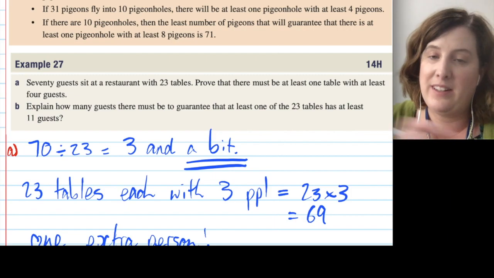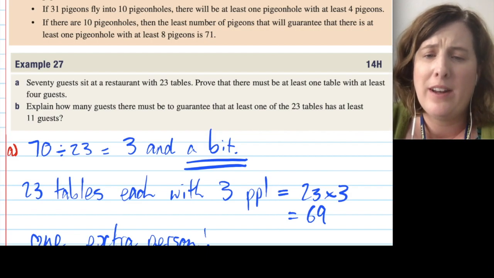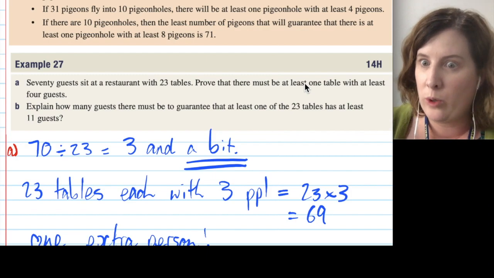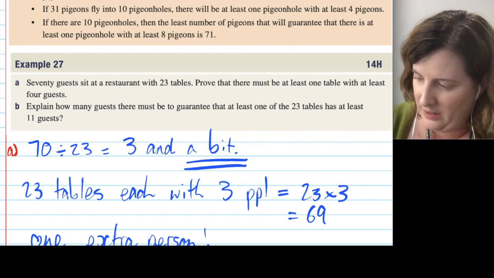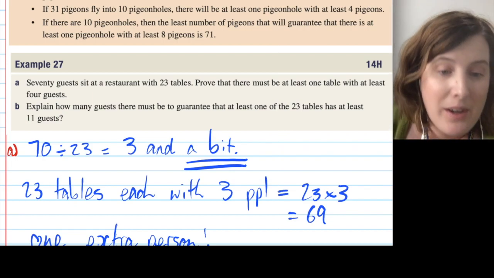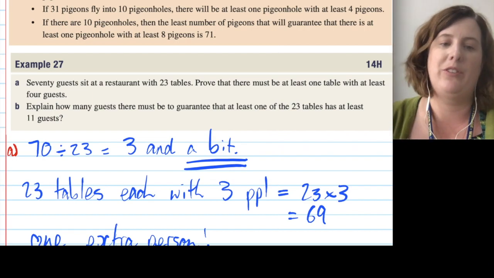Now, we could have had a table with 8 people and then some others with only 2 or 1. That's fine. The whole point is that there's at least 1 table with at least 4 guests. Because if they didn't, all the tables would only have 3 guests, which means we'd only have 69 people taken care of, or less. But we've got 70 guests.